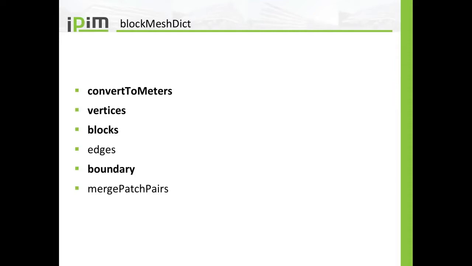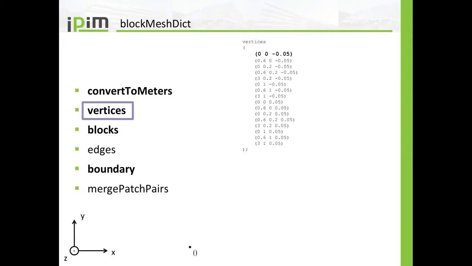I will go further here. Here you see the entries: convertToMeters, vertices, blocks, edges, boundary, and mergePatchPairs. And I want to concentrate on these 4 entries now. These are the entries that we need for this tutorial. So, I explained what convertToMeters means. Now let's go to vertices.